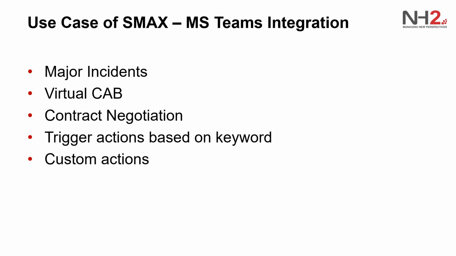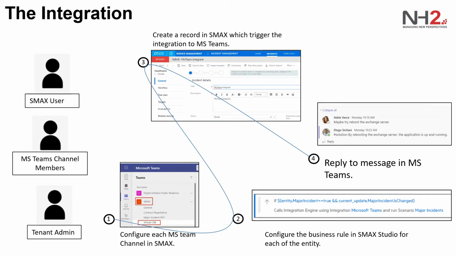In this video, I am going to share some of the use cases that can be performed by the SMAX Teams integration. Before going into the use cases, I will share about how the integration works. First, tenant admin configures each of the teams and channels according to their name. Then we configure the business rule in SMAX Studio for each of the entities related to a specific record. Once a SMAX user creates a record in SMAX which triggers the integration to Microsoft Teams, members in the channel will see a pop-out message related to the record and they are able to reply to that message.